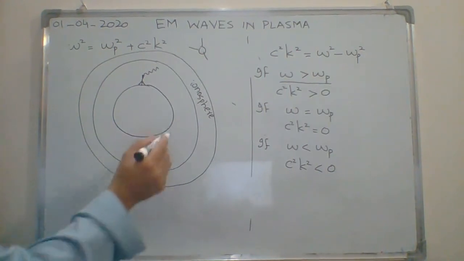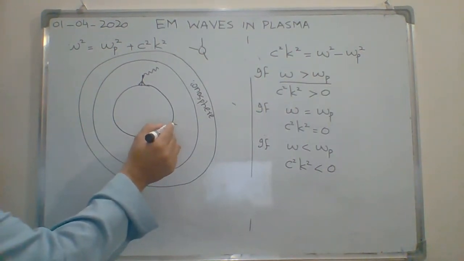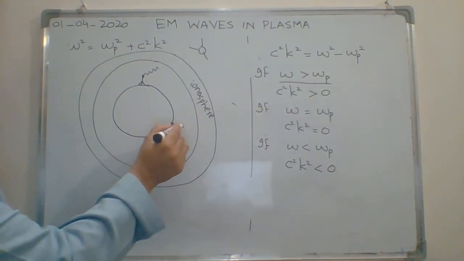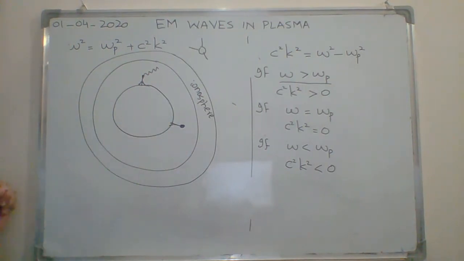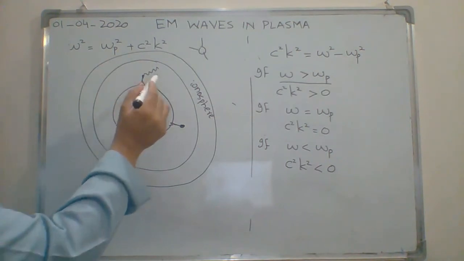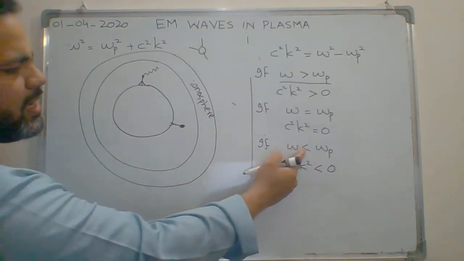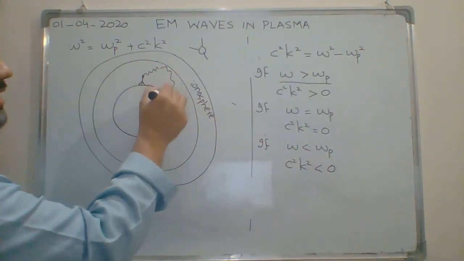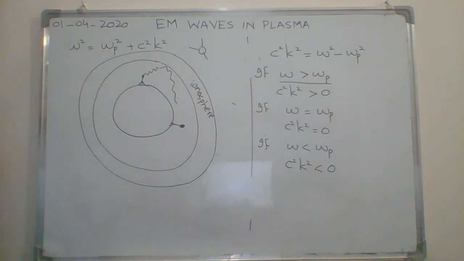Now, if we want to communicate with another tower, or communicate around the Earth, then we will send a signal in this range, omega less than omega p, and it will get reflected back, and it will be caught by another receiver.